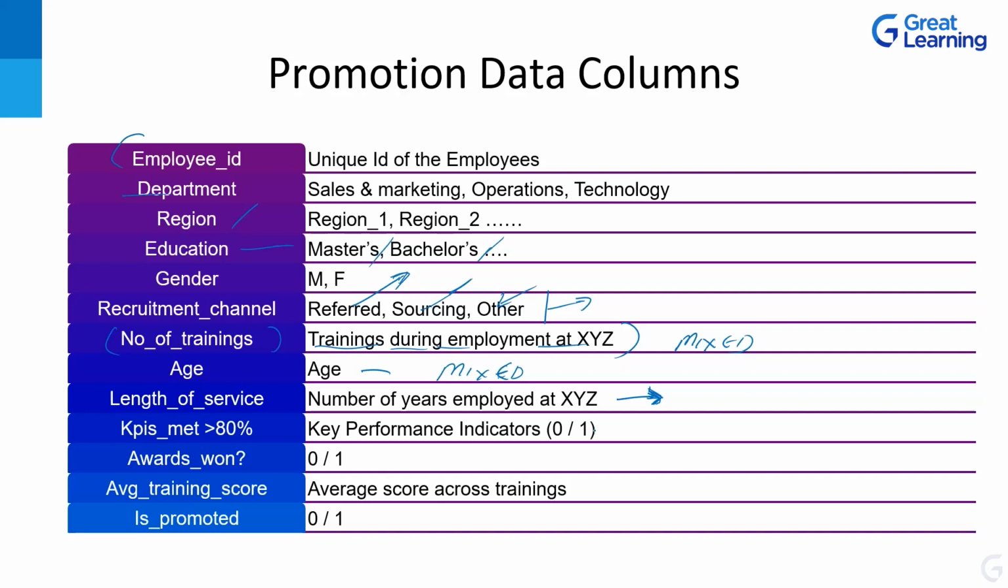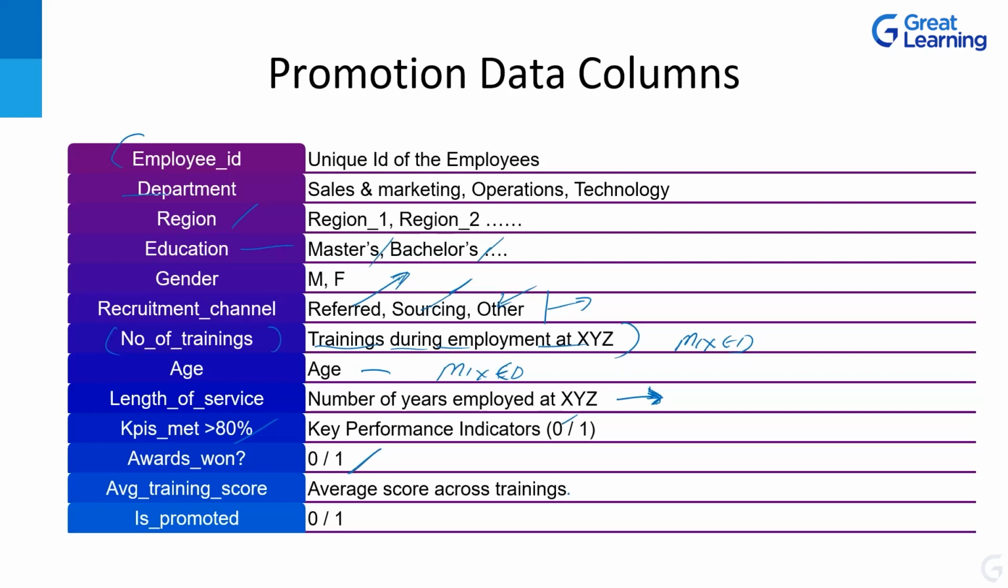And we have a Boolean over here, a true, false, or 0, 1 kind of value, whether the employees have met those key performance indicators, or maybe have they met 80% of the key performance indicators or not. Similarly, have they won any award? Have they won any award during their tenure or not?